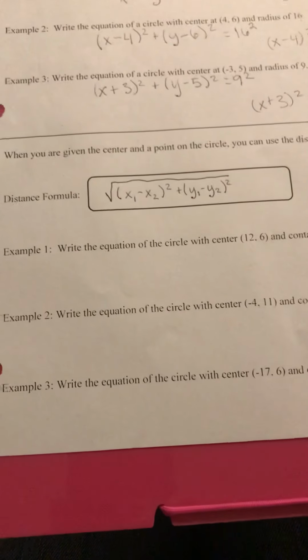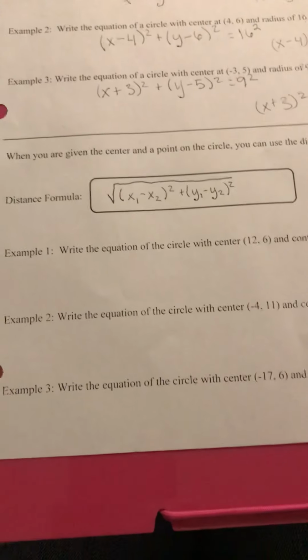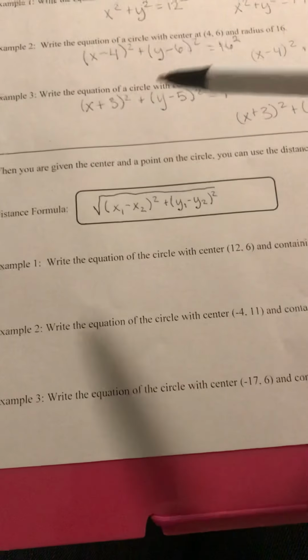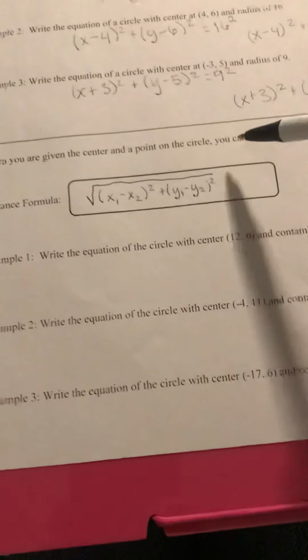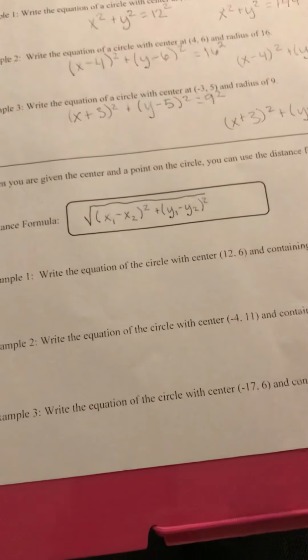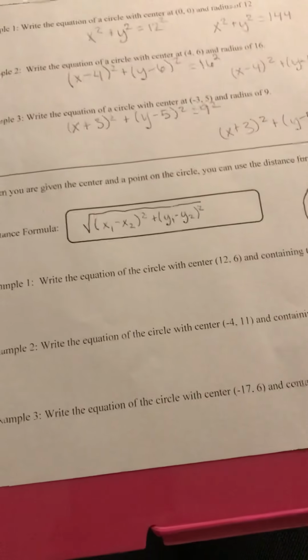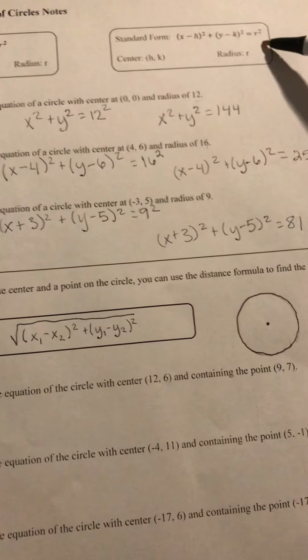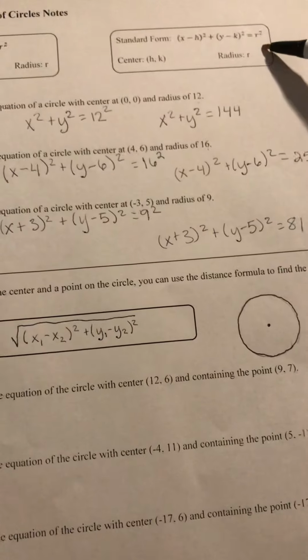Okay, so the second way of being able to write this equation for the circle is if they'll give you the center and they'll give you a point on the circle. So if they do that, then we have to find the radius. So the radius is part of our equation. So we definitely have to know the radius in order to write the equation.